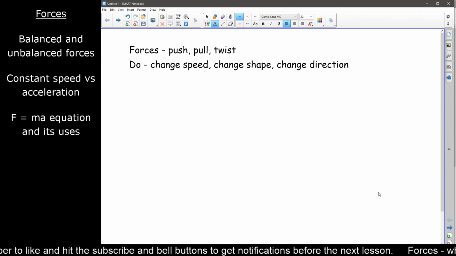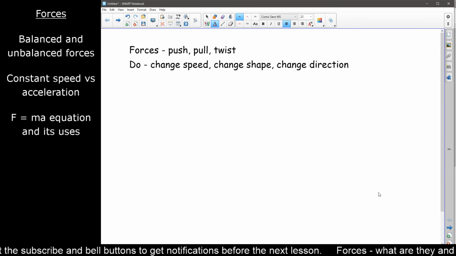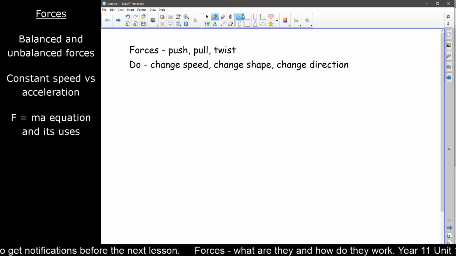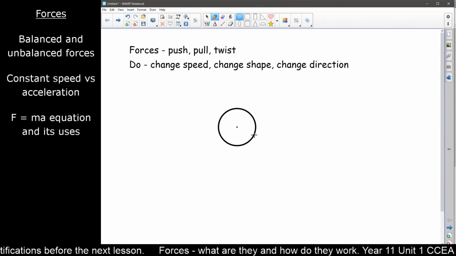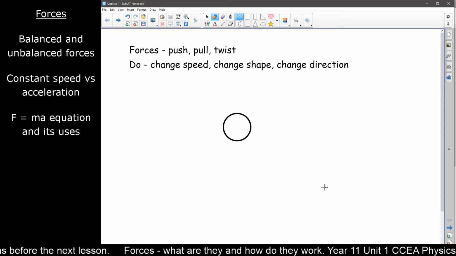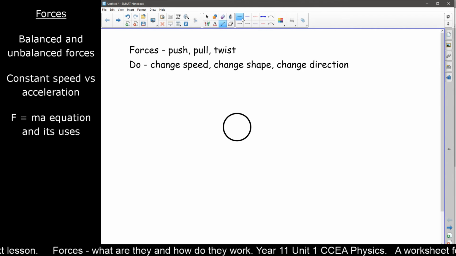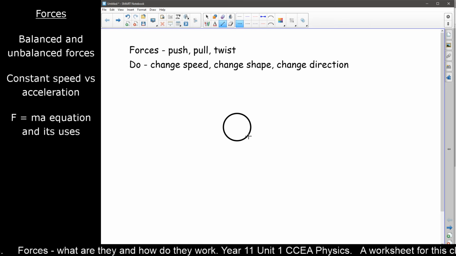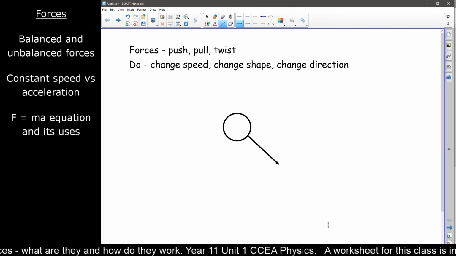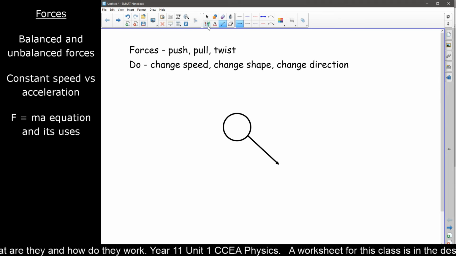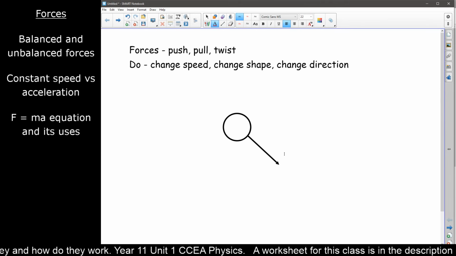So what we need to understand is, how is it possible that there are things in the universe that are not changing speed, are not changing shape, and are not changing direction, but yet still have forces acting on them? Okay, so here's what we got. Let's imagine that somewhere in deep space we have a little circle, a little particle or a little planet or whatever, pick your scale. And let's imagine that because of gravity, it's being pulled towards something else, and you can't escape gravity no matter where you are in the universe. So there's a force here, and we'll call that a gravitational force.